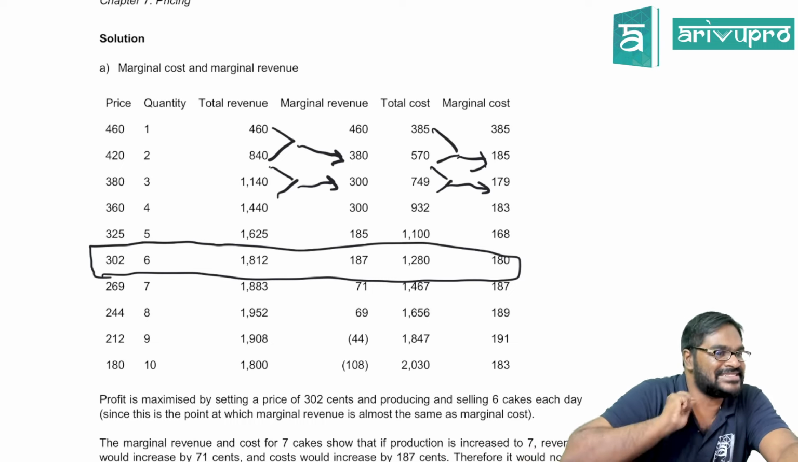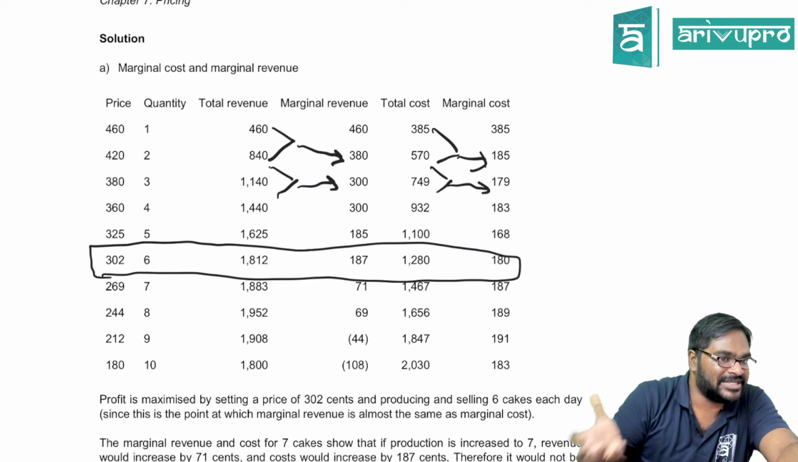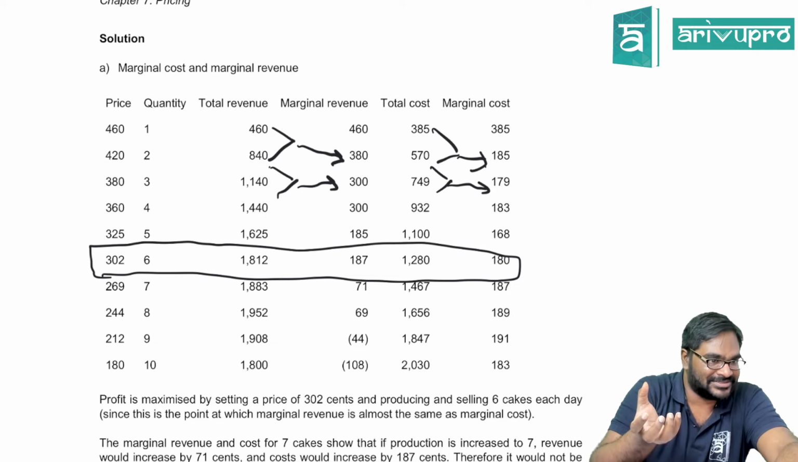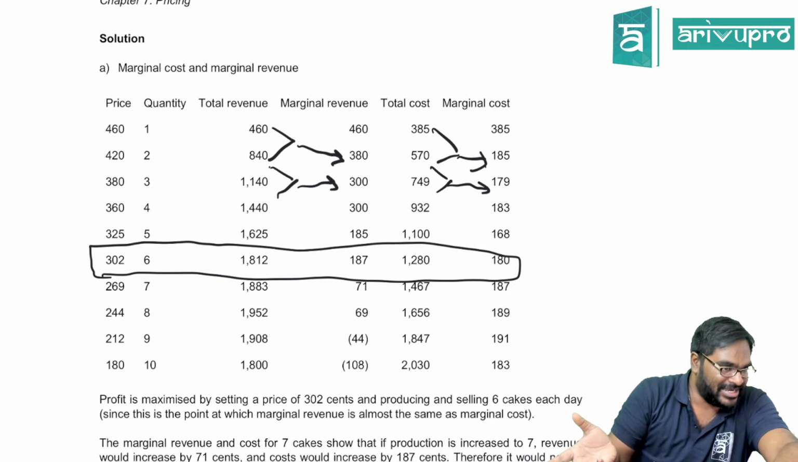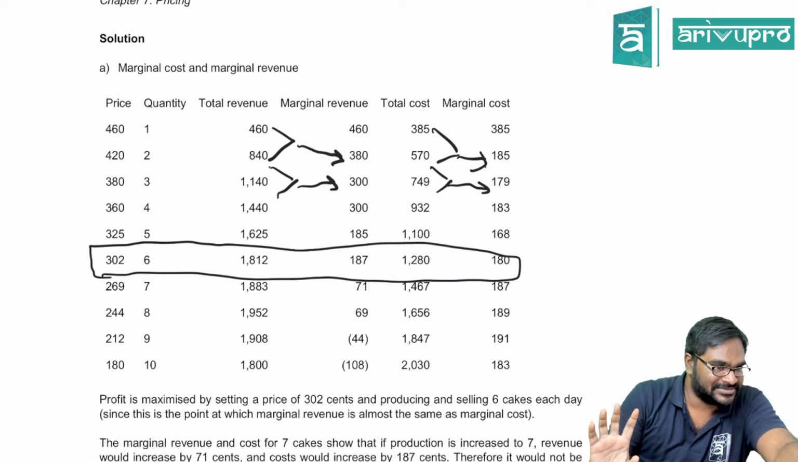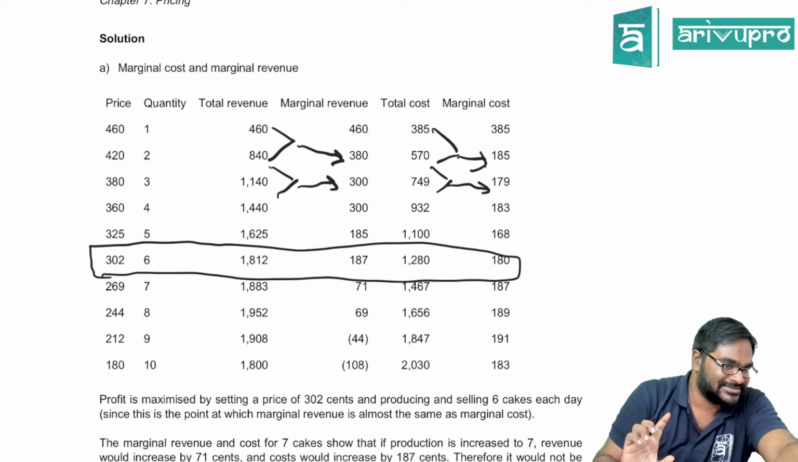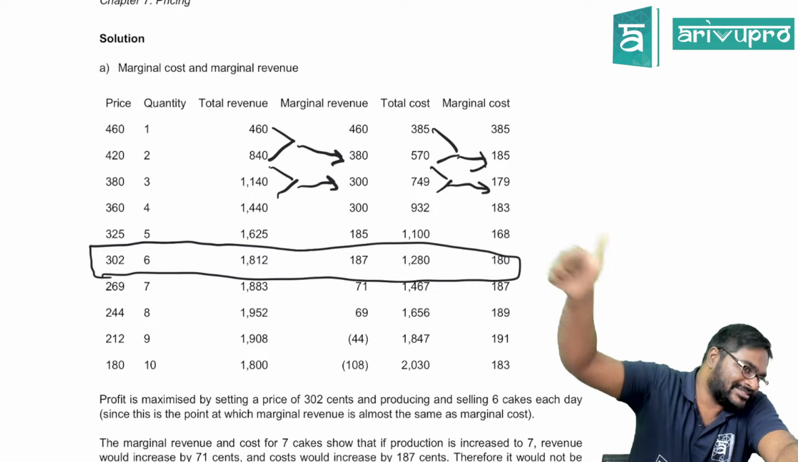But realistically, we can't have decimal products, right? So it would be a full product. So then 6 would be the ideal one, even though it is the approximate value. Are we good? Kaushik? Sure? Keep that?